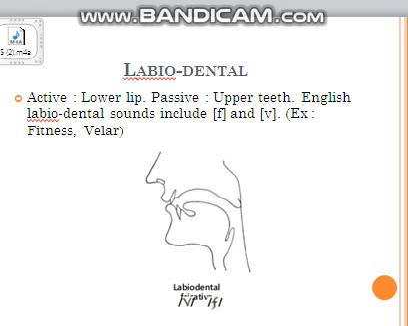And next we have labiodental. Active, lower lip. Passive, upper teeth. In English, labiodental sounds include f and v. For example, fitness, and an example, wheeler.